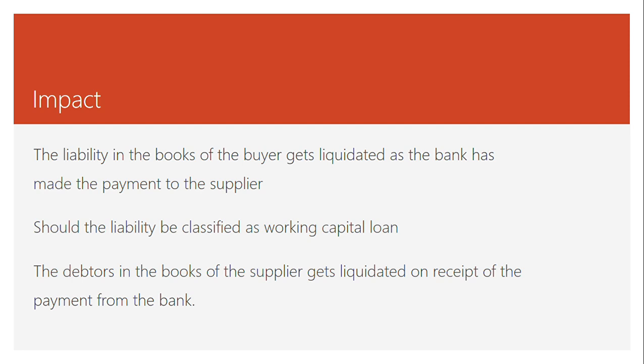Impact: the impact of this arrangement would be that the liability in the buyer's books gets liquidated as the bank has made payment to the supplier. So the trade creditors should ideally be replaced by a working capital loan, and the debtors in the books of the supplier should get liquidated on receiving the payment from the bank.